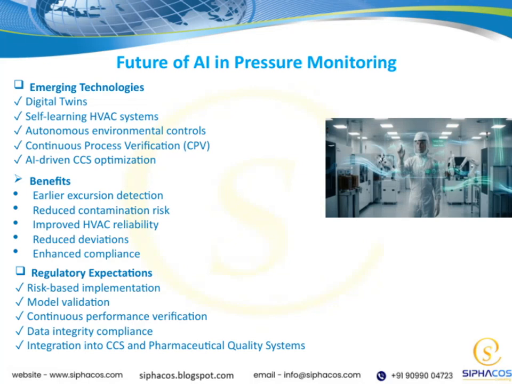When it comes to regulatory expectations, we're looking at a few key areas. Risk-based implementation ensures we focus where it matters most. Model validation and continuous performance checks keep systems reliable. Data integrity is non-negotiable, and everything has to integrate smoothly into existing quality systems. Looking ahead, the future of AI in pressure monitoring is exciting. Digital twins, self-learning HVAC, autonomous controls, and continuous process verification are all emerging. Together, these advances help us detect issues earlier, reduce contamination risks, improve reliability, and stay fully compliant.